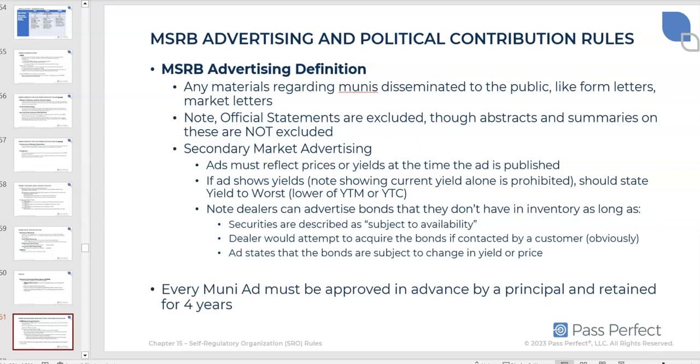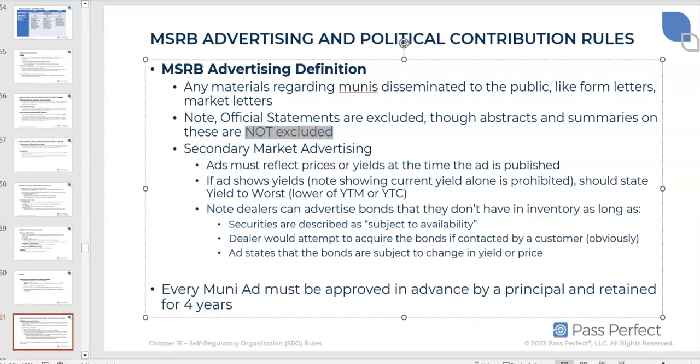Abstracts and summaries, however, are considered to be advertising. Notice it says not excluded. You've got to watch out for things like that on the test, these sort of double negatives. They'll try to trick you with the wording. Not excluded means included. Not exempt means the rules do apply. So that's the way they try to trick you sometimes. You just got to watch out for double negatives, triple negatives. It drives me not uncrazy.